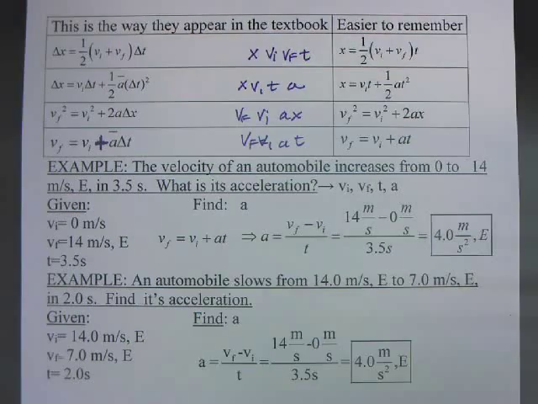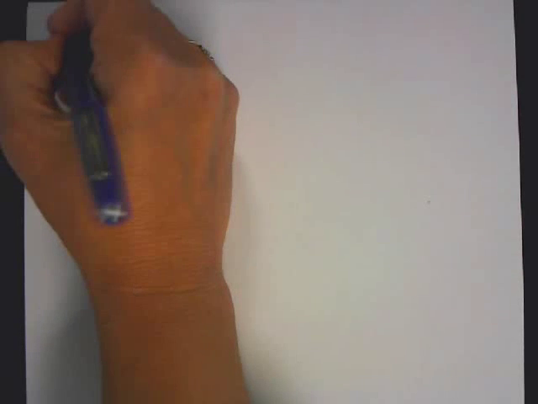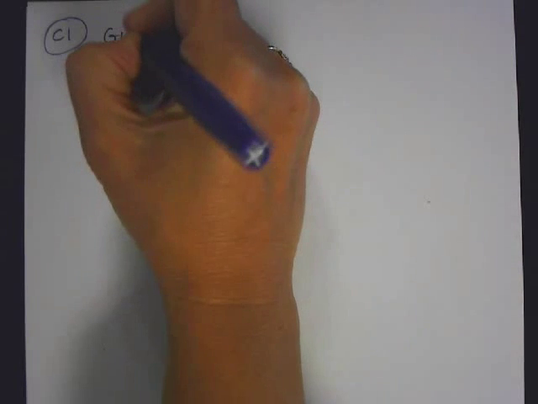All right, so let's start the homework together. We're doing C, so we'll do C1. It says a car accelerates uniformly from rest. So I'm going to write my given, and I'm going to write what I want to find for each problem.